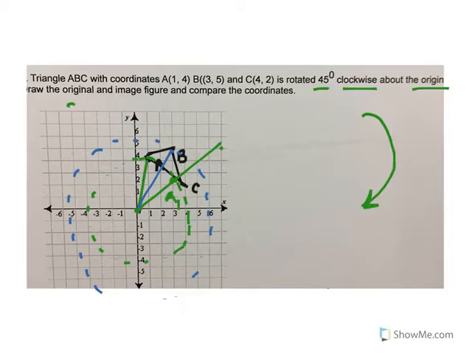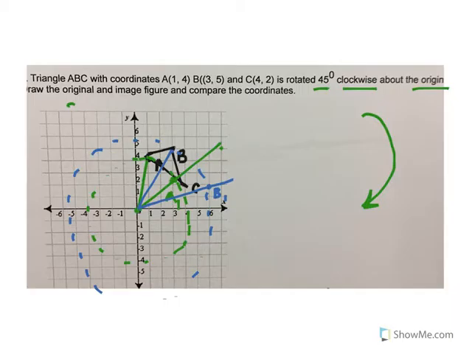We use that line as the base on our protractor, and we find where a 45-degree angle would be, which would be right there. We connect that line to the origin, and we get our new point, and that becomes B prime.